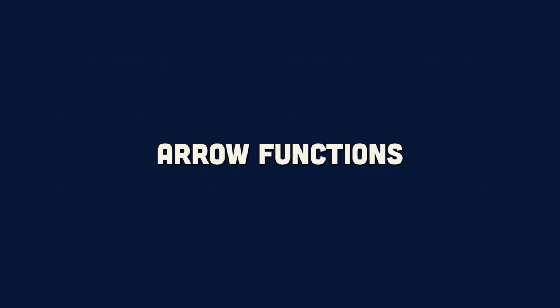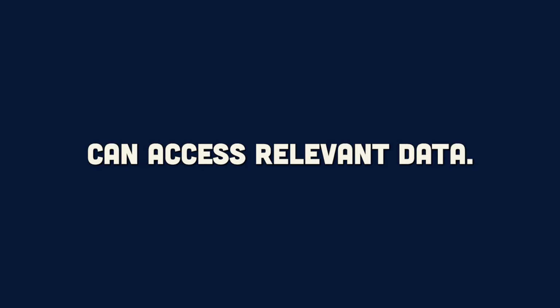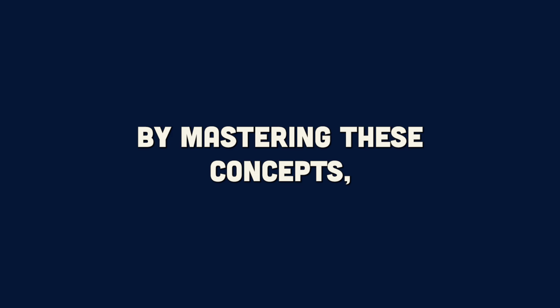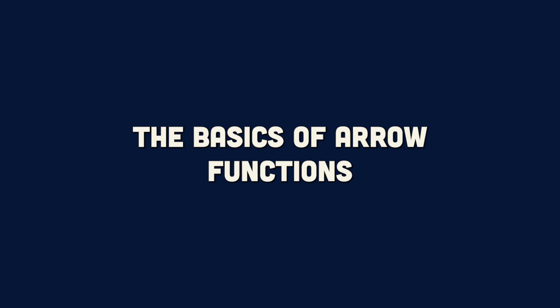To recap, arrow functions provide a streamlined way to write functions, while context binding ensures functions can access relevant data. By mastering these concepts, you will become a more efficient JavaScript coder. We've covered the basics of arrow functions and context binding today. But remember that there's more to explore, such as lexical scope and closures.